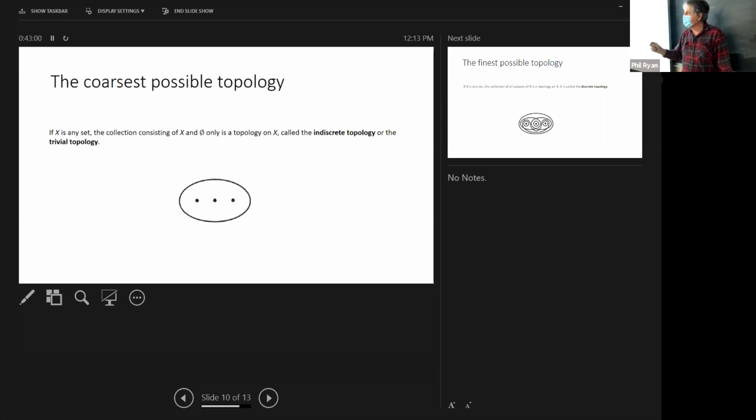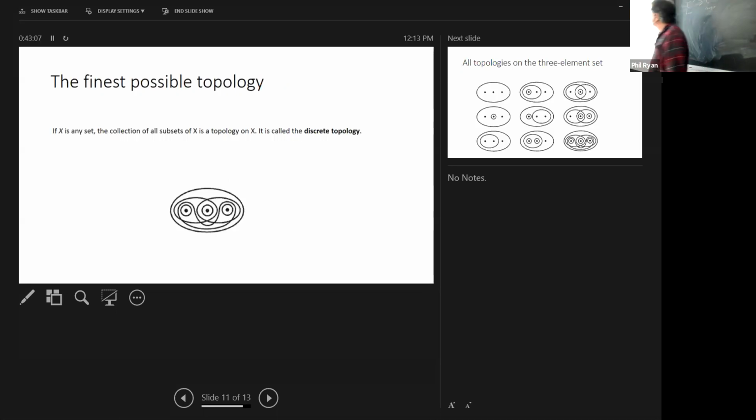What's the finest possible topology? Power set. The power set, exactly. So the power set, the collection of all subsets of X, is also a topology because trivially it's closed under union and intersection, and that's called the discrete topology. And it's also not that useful. Right? It's not going to give you that much information.